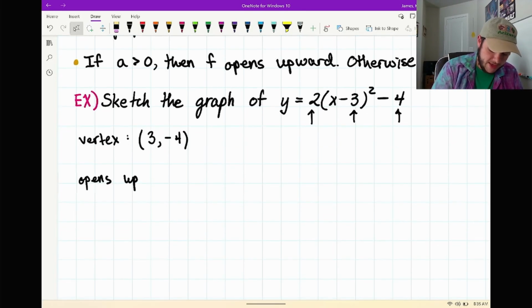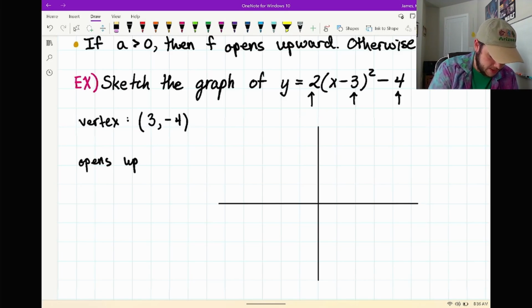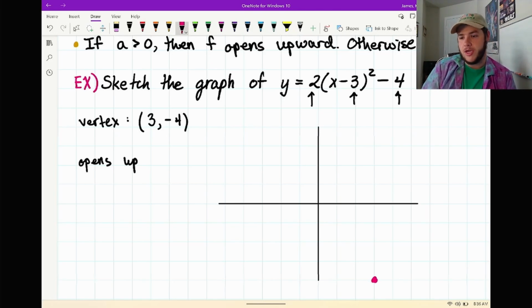Okay. This gives us a lot of information. If I draw a coordinate axis here, then I know where the vertex is. It is at 1, 2, 3, and 1, 2, 3, 4 down here. But now I need to figure out a couple of other points on the graph.